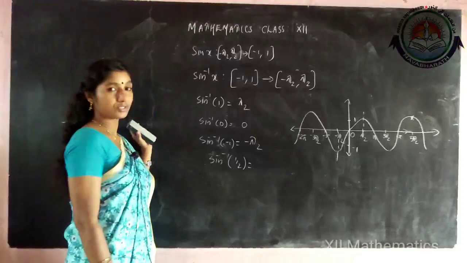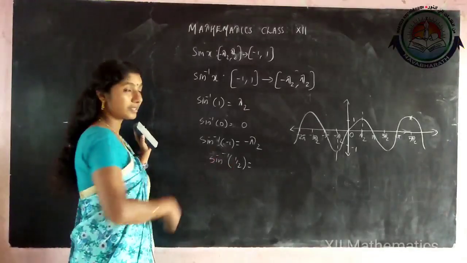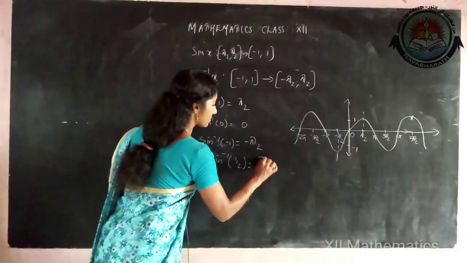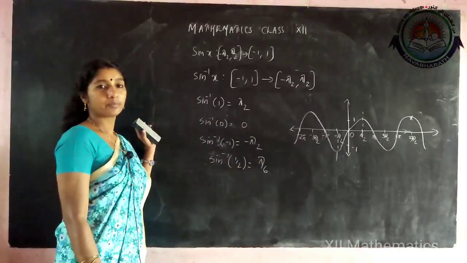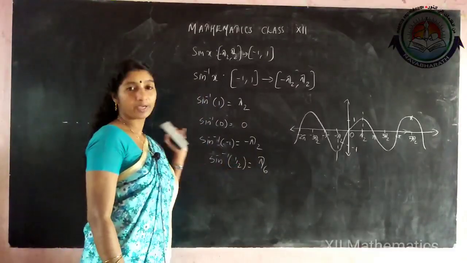Okay, what is sine inverse of 1 by 2? Sine of which value gives 1 by 2? Pi by 6 gives 1 by 2. So sine inverse of 1 by 2 is pi by 6.